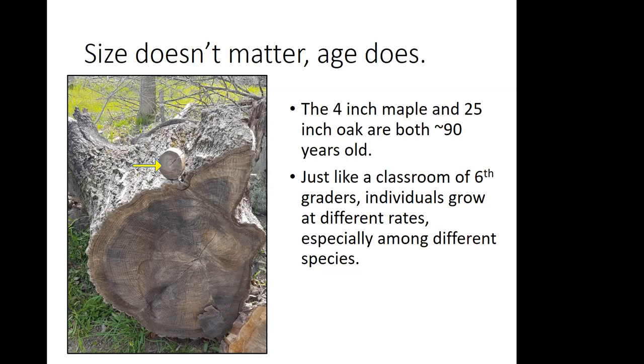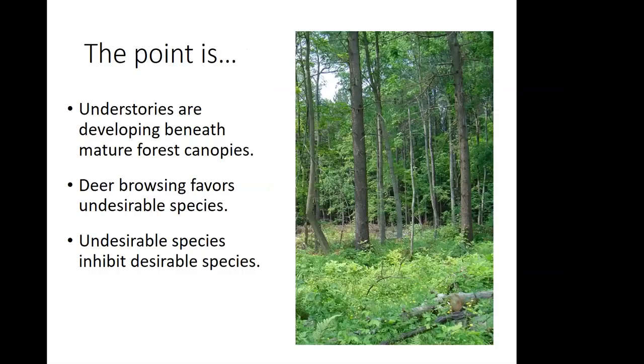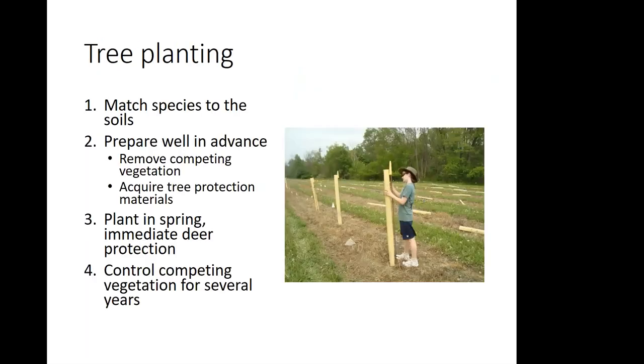When you go into the forest, you may have 4 or 6 or 8 different species that would all inherently grow at different rates. So we have understories that are developing beneath our mature forest canopies. The deer browse them, and they selectively favor typically undesirable species. And those undesirable species are dominating. So if we want to regenerate, how do we do it? We need to manage sunlight.